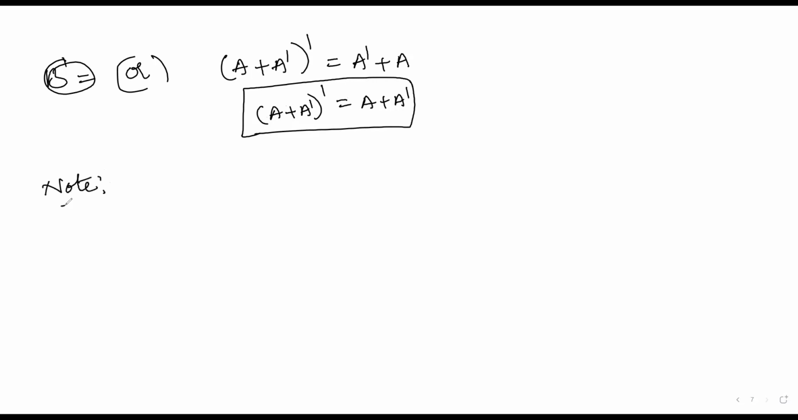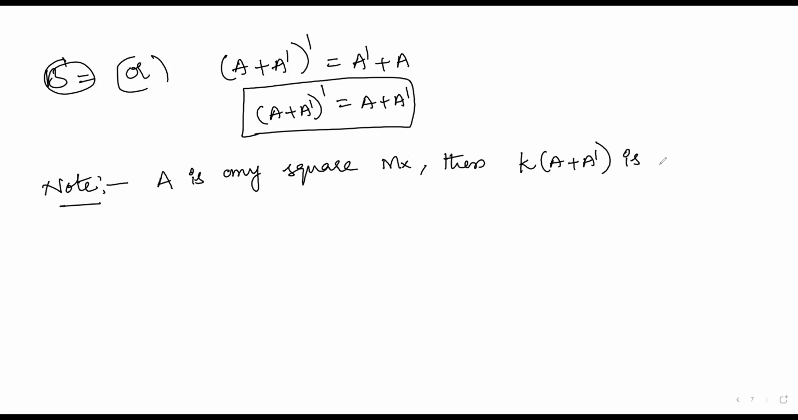Note. A is any square matrix. Then K times A plus A transpose is always symmetric. Even if you multiply K also, no problem.